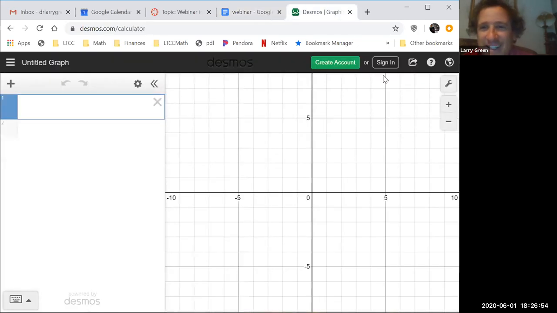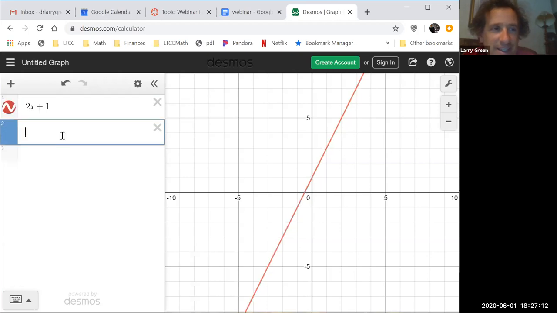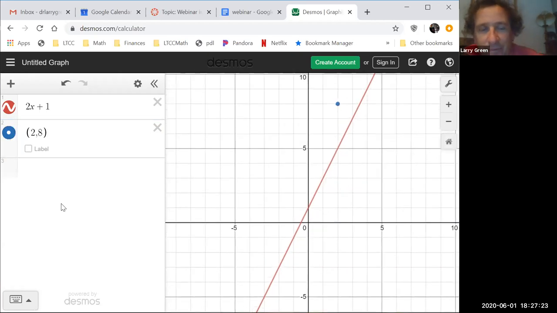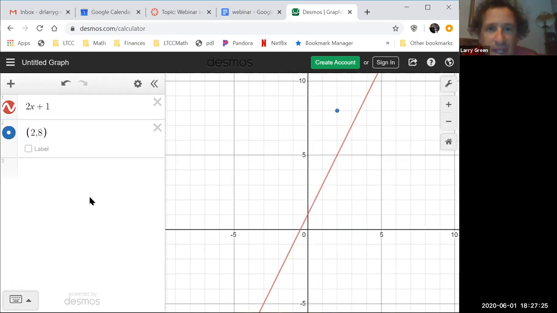That's with the computer. And here's Desmos, for example. There's a lot of programs that do it. I can just do y equals 2x plus 1. Y'all agree that was really easy? Okay. You could also draw a point. How about 2, 8? And there's the point. Any questions on that?